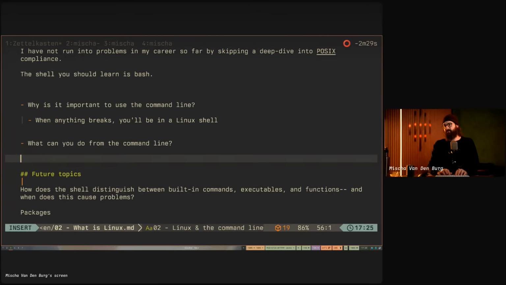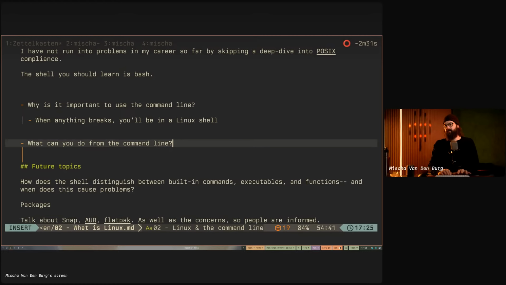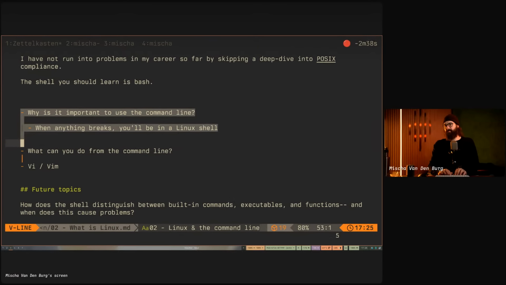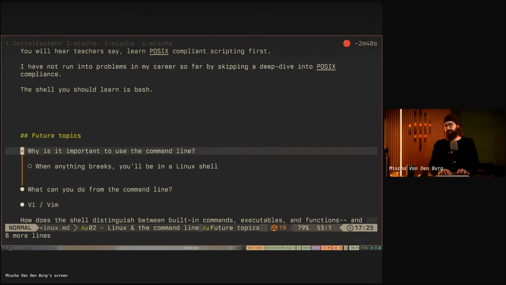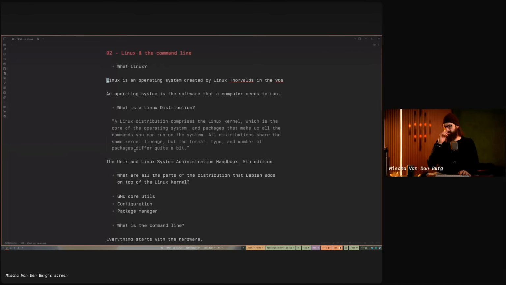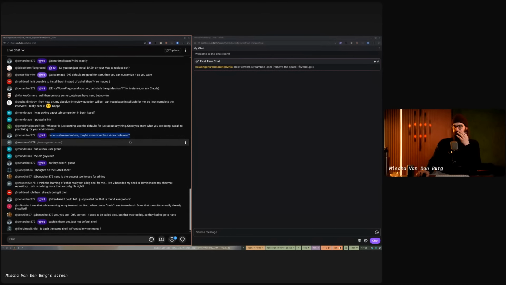And what can you do from the command line? And then we should go into vi and Vim. We're going to get into that maybe next time, maybe we're doing a full stream on vi or Vim.